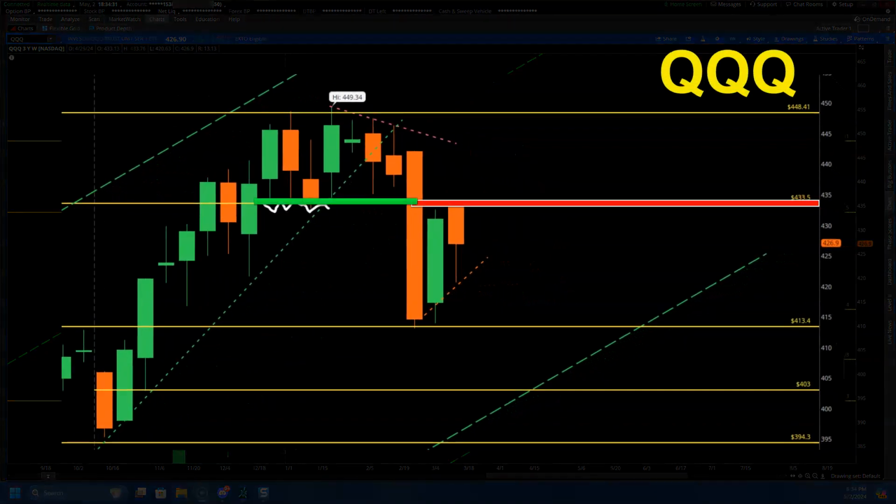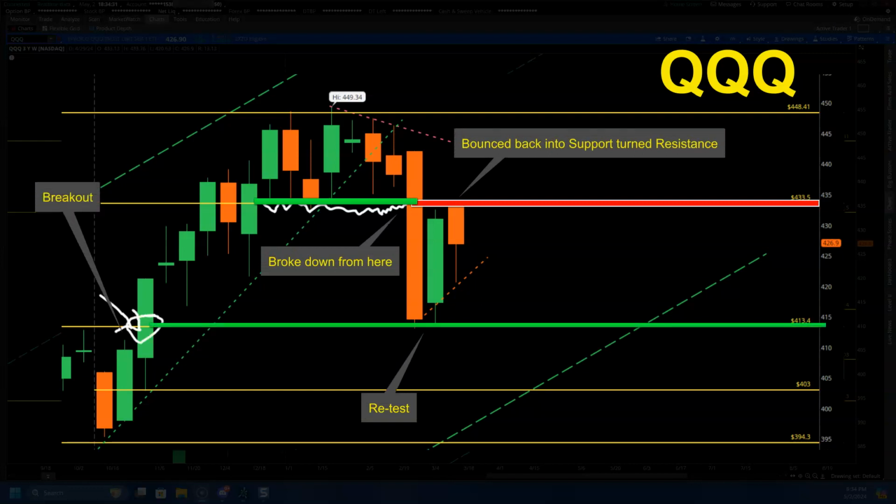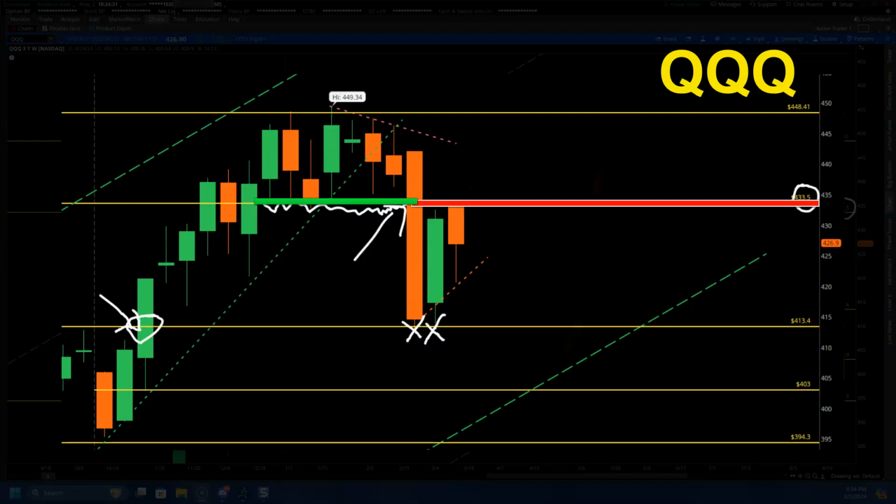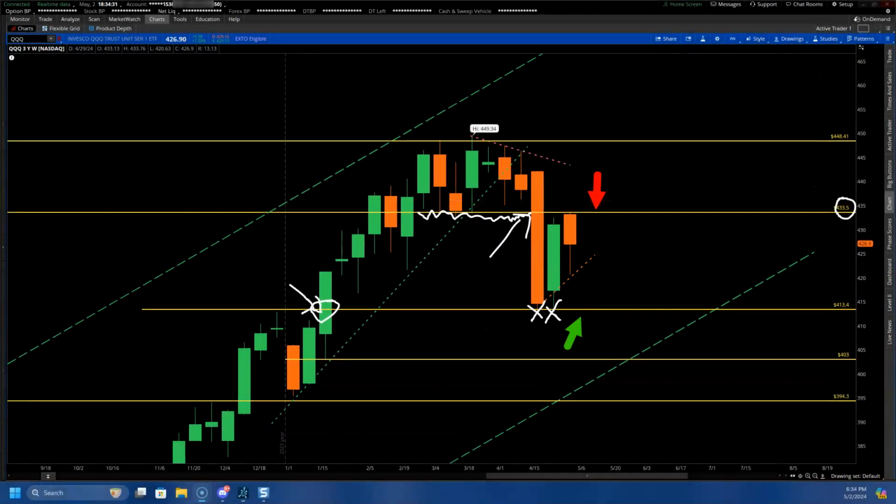We broke this support right here of 434, 433.5, and we made it all the way back nicely to retest this breakout point. We had a breakout bar and then we retested it. We tried to dip back under it, couldn't do it, and the market nicely rallied. It retested the level it broke down from, which is 433.5, and since then we saw a little bit of a move down. So now we know we have these two areas, 433.5 and 413.5, where the market is swinging in between these two levels.